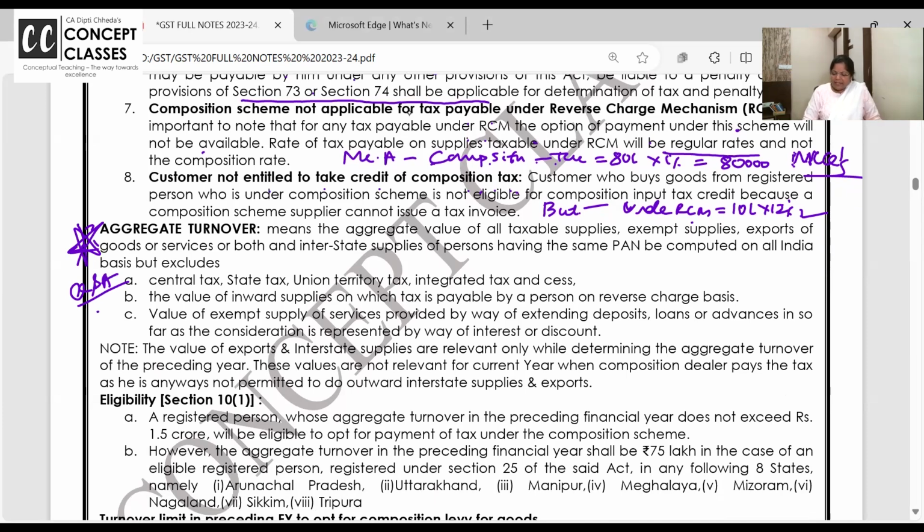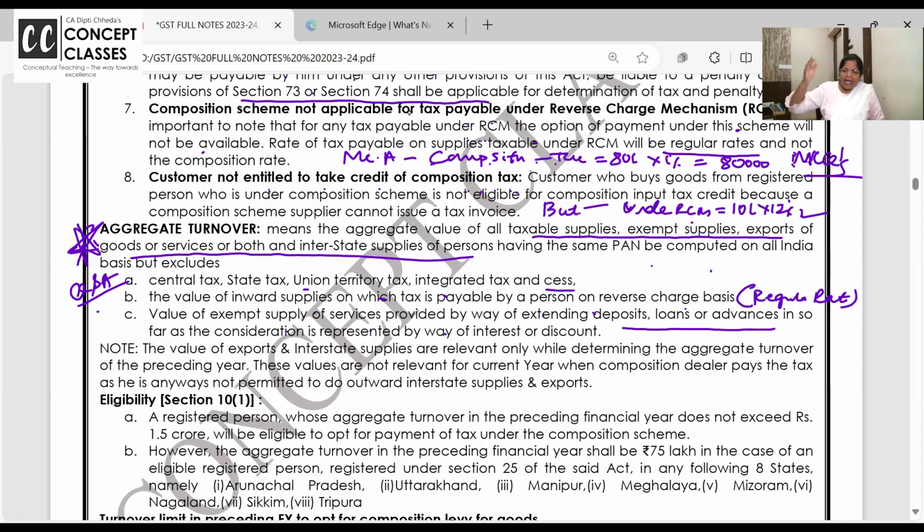Aggregate turnover means aggregate turnover of all taxable supplies, exempt supplies, export of goods or services having the same PAN, computed on all India basis, but excludes the central, state, UT GST, IGST, all, and even cess. I missed out writing, but goods compensation cess. The value of inward supplies on which tax is payable by person on the reverse charge mechanism. After reverse charge mechanism, write in brackets regular rate. You have to pay the regular rate. And the value of exempted supply of services provided by extending deposit and loans.